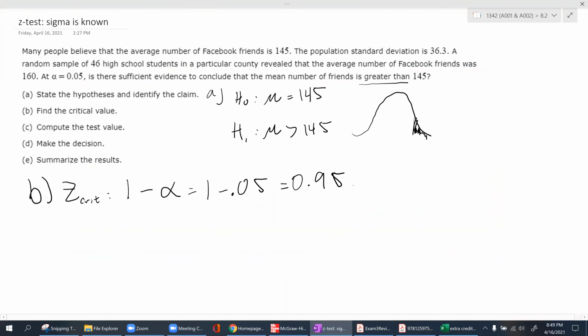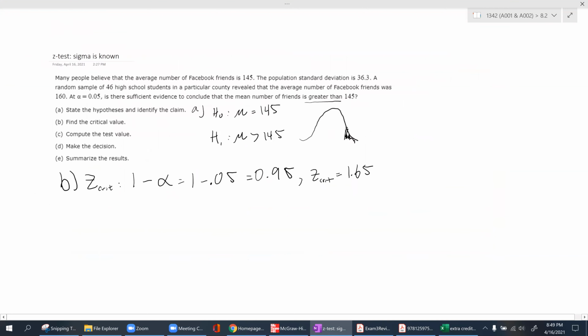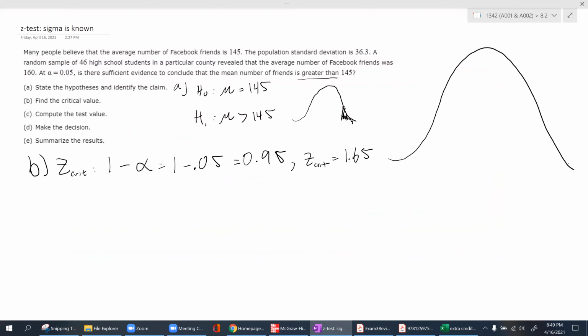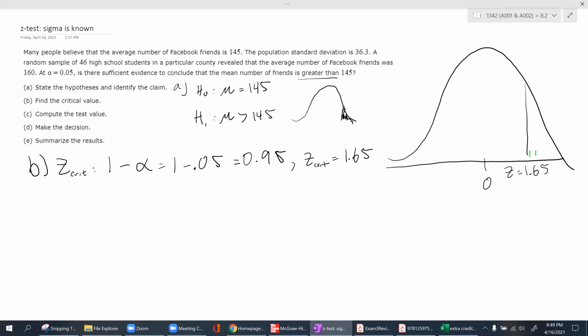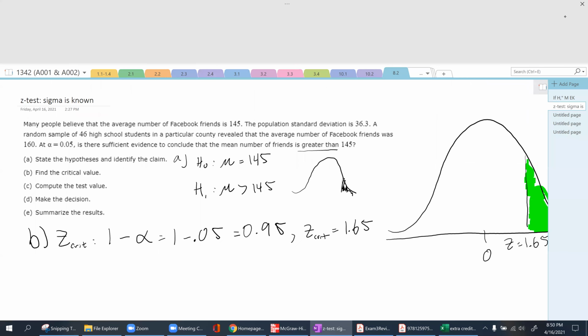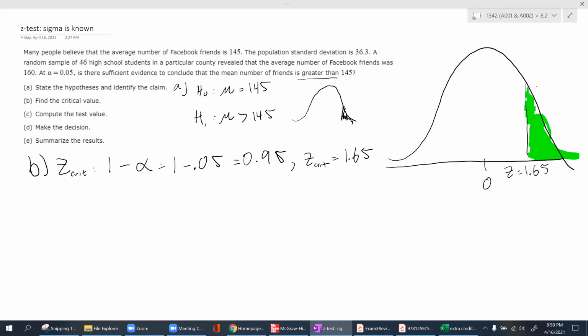So z crit is 1.65, meaning anything greater than this would be inside that critical region. Anything like 1.65 and higher, anything greater than that. So I found my z crit, very nice.